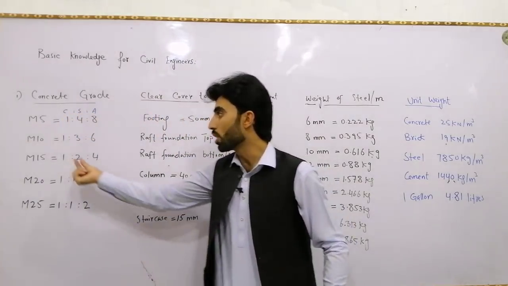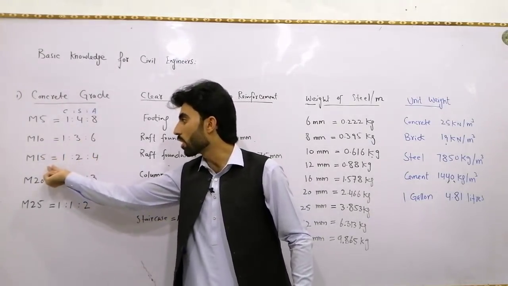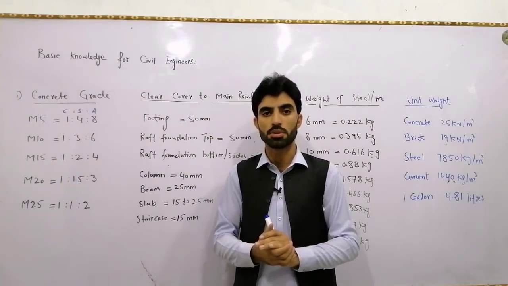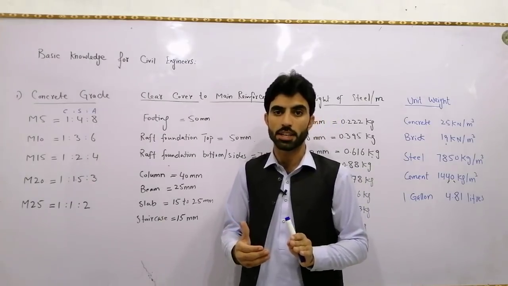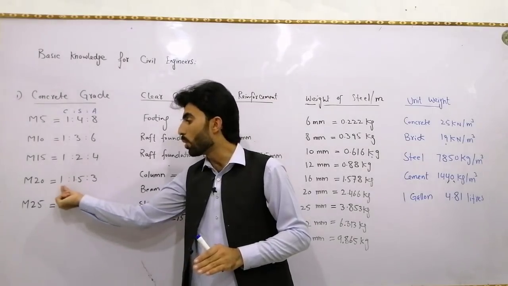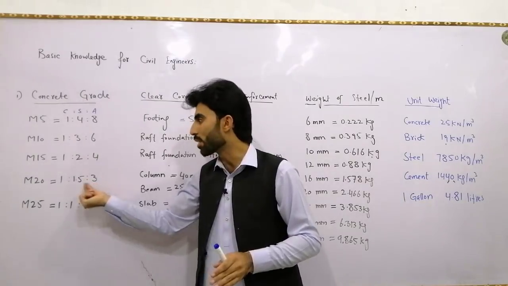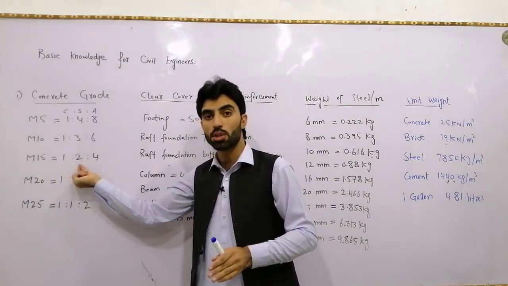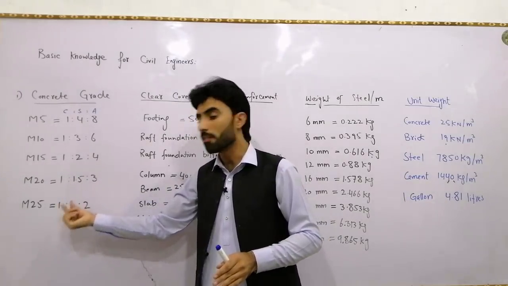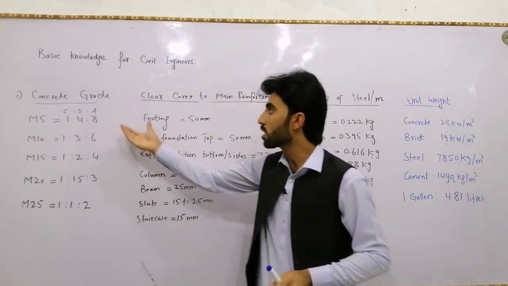For M20, 1:3:6, and for M15, 1:2:4. If in the drawing you see to use M20 grade concrete for slab, you have to use 1:1.5:3. 1 will be cement, 1.5 will be sand, and 3 will be aggregate. So for M15 it is 1:2:4, for M20 1:1.5:3, and for M25 1:1:2. So this is concrete grade.